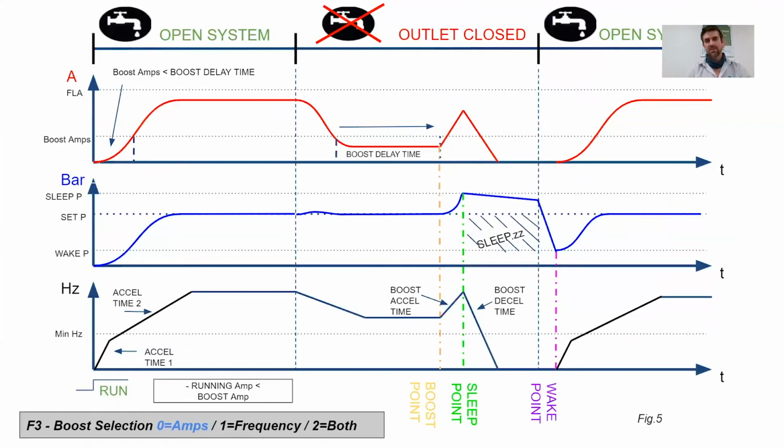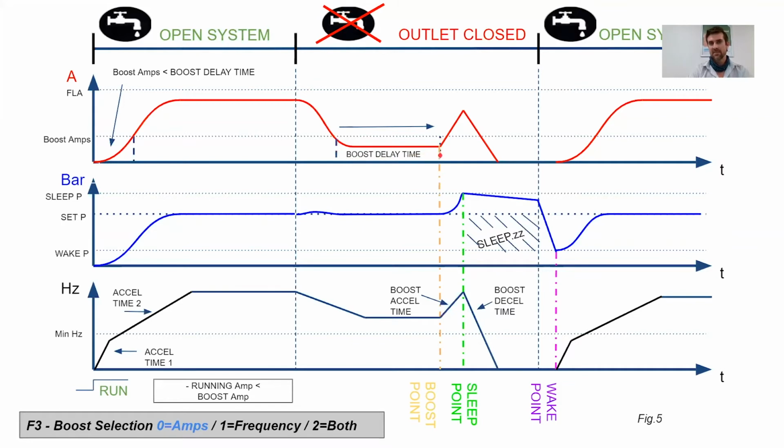So here's a timing chart of how the system would react to boost selection being on amps. As the pump increases speed, it gets up to a speed where we're maintaining constant pressure. If we had to close our outlet and shut off a valve, stopping water flow, our amps could drop drastically below our boost amp point, at which time the boost delay timer will kick in.